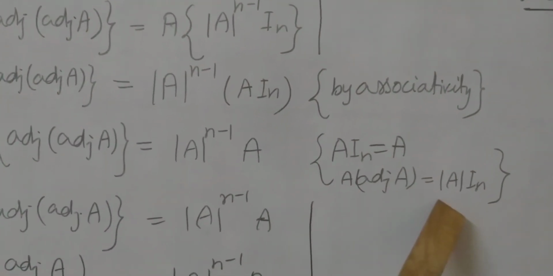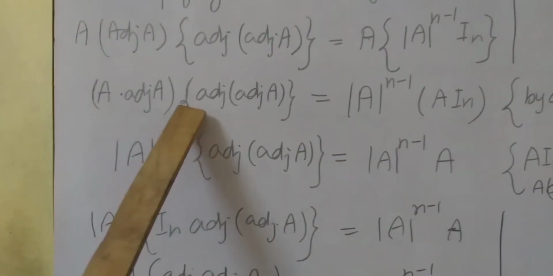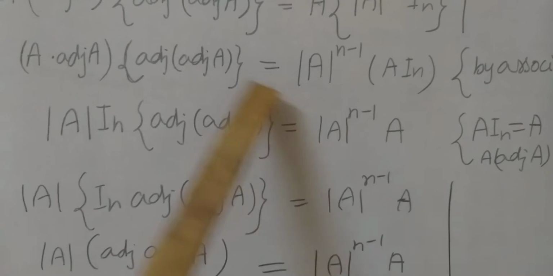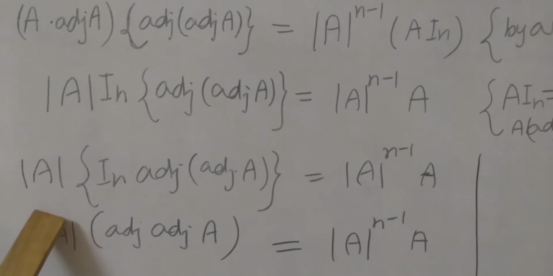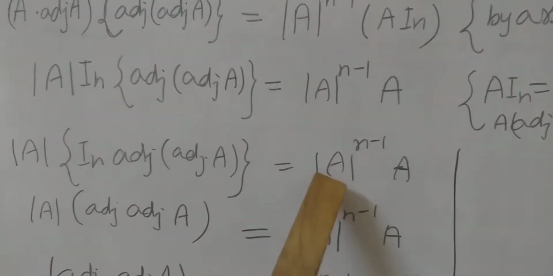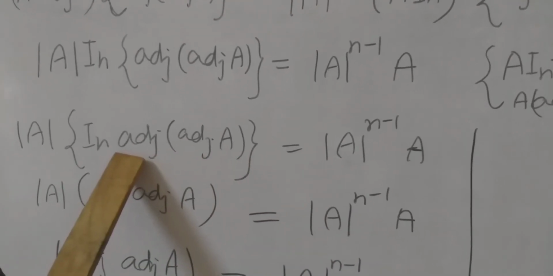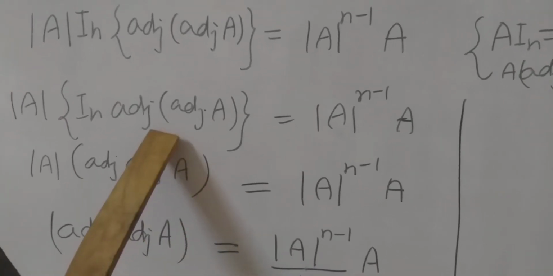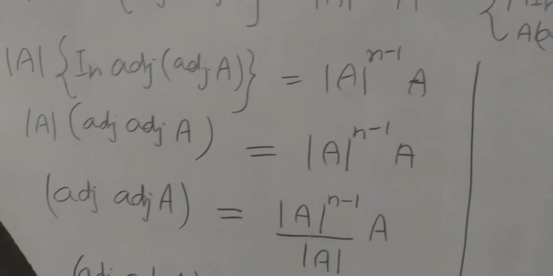And A into adjoint A equals determinant of A into In. Yesterday we proved this. So at this place we can write determinant of A into In, and at this place we can write A, the rest as it is. Now students, I multiply by adjoint A, so it will be adjoint into adjoint A, and determinant of A to the power n minus 1.